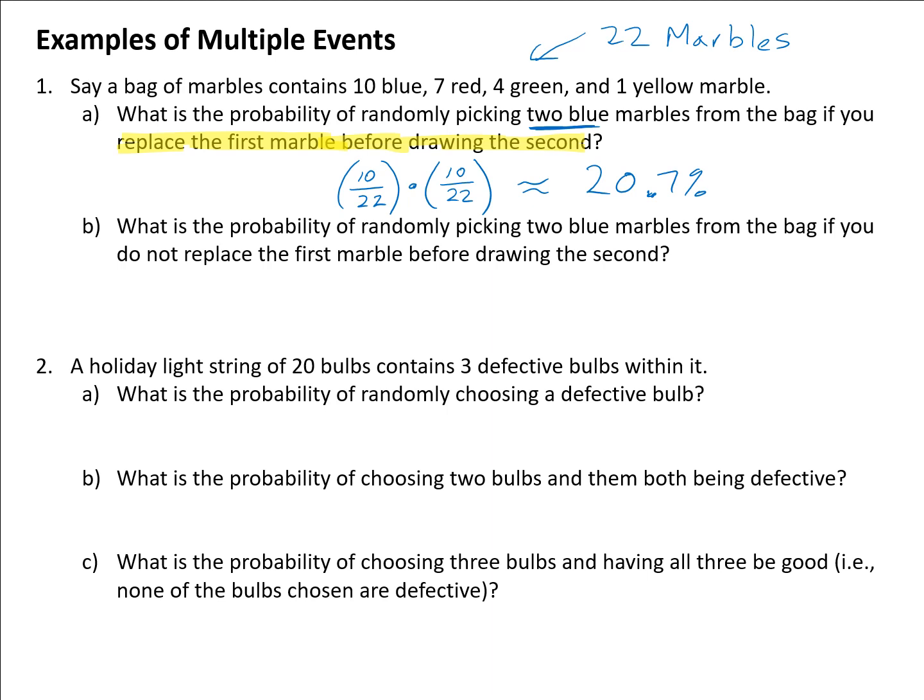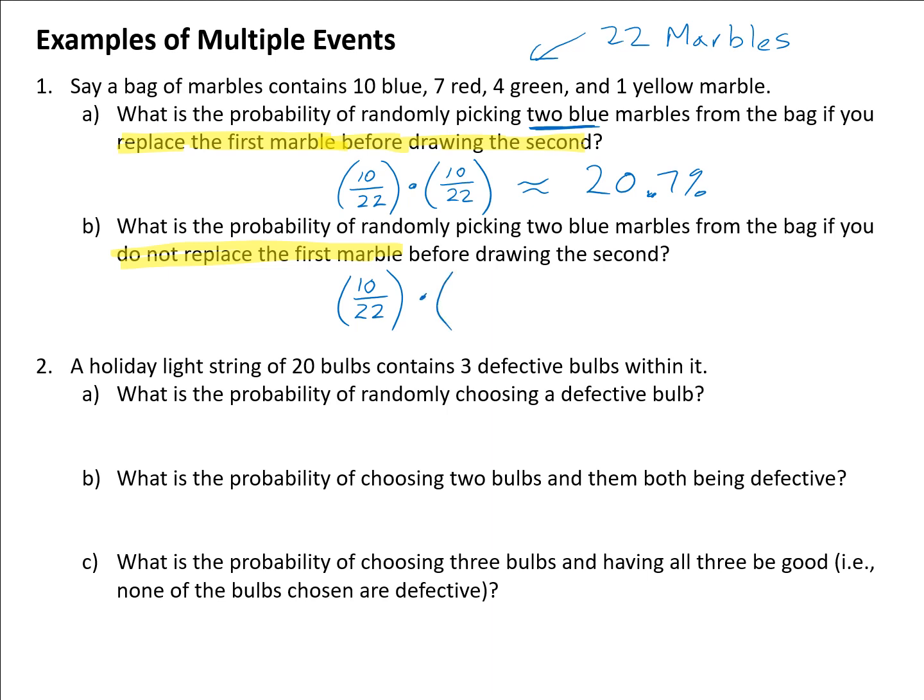Part B, let's change the problem just a little bit. What is the probability of randomly picking 2 blue marbles from the bag if you do not replace the first marble before you pick the second? So you do not replace the first marble. So if you do not replace the first marble, then things will have changed about the bag. So your initial pick is going to be the same. You are starting with the whole bag, so picking a blue marble is 10 out of 22.